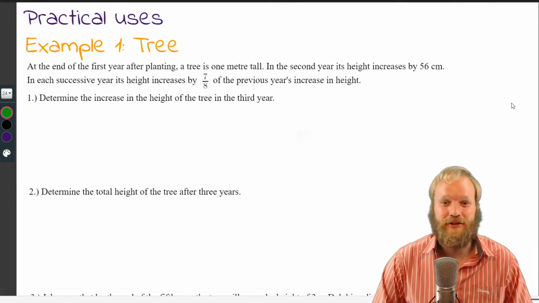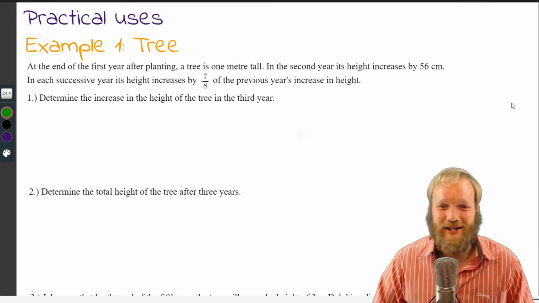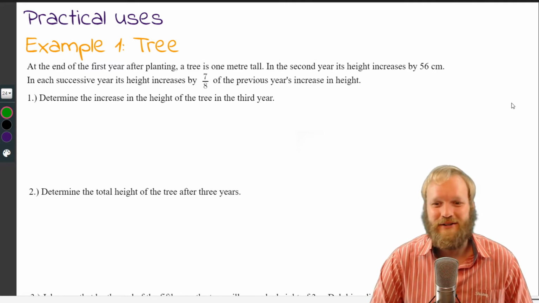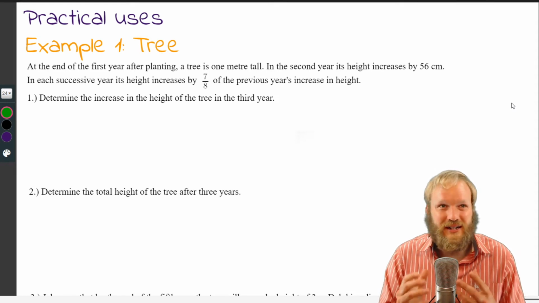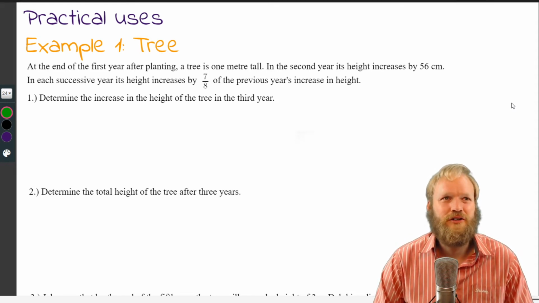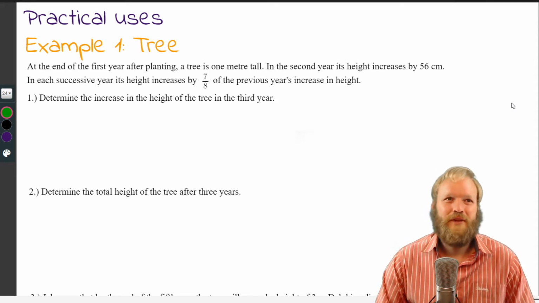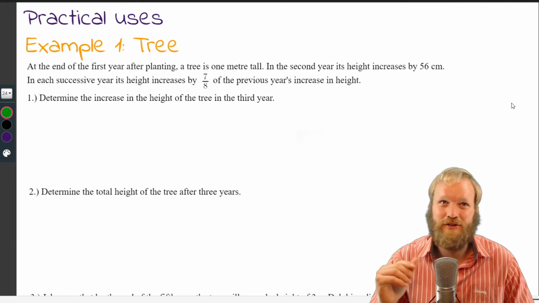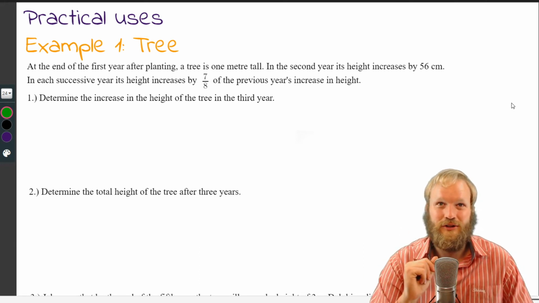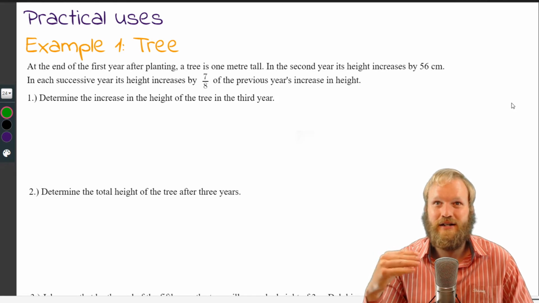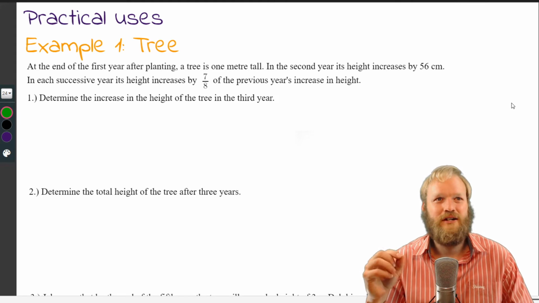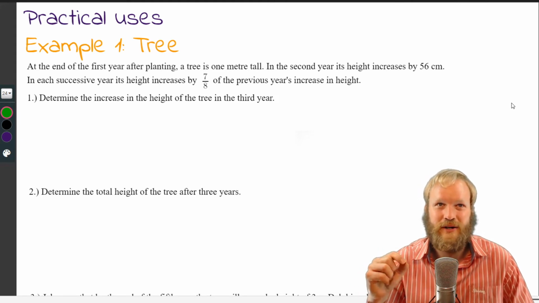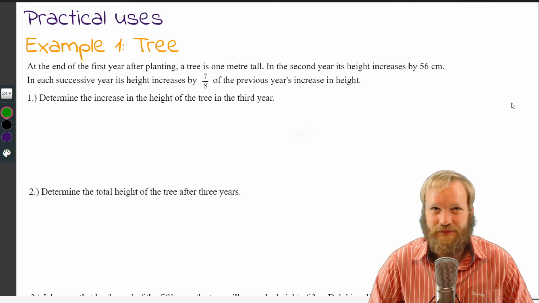So we're gonna go through two examples, and the second one you're gonna think isn't that practical, but it's very, very quick. And the first one is a little bit in depth, so let's go through it slowly. So we've got this tree. At the end of the first year after planting some sort of tree, it's 1 meter tall. In the second year, its height increases by 56 centimeters. And then in each successive year, its height increases by 7/8 of the previous year's increase in height.